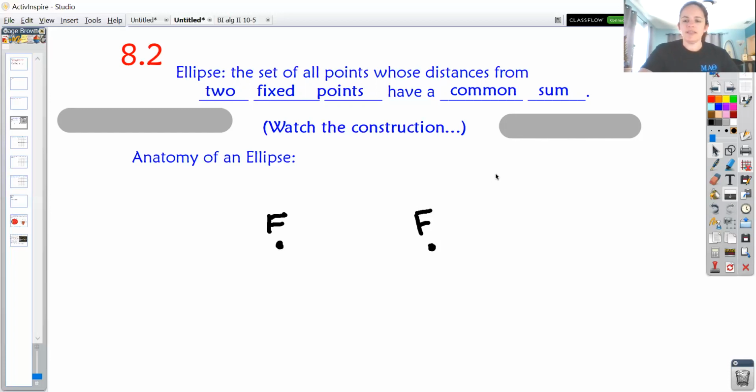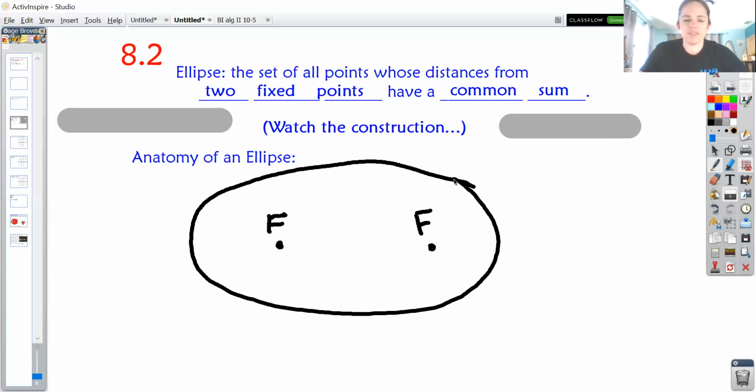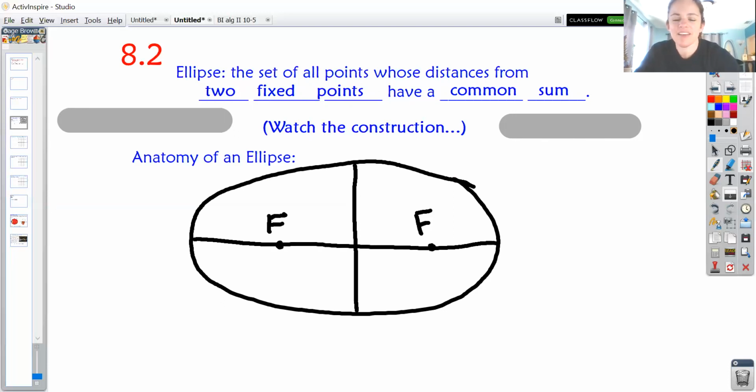So the anatomy of an ellipse, just like we did the anatomy of a parabola yesterday. So there's your ellipse, for purposes of our drawing, at least. You've got lots of things happening here. So the ellipse has a center, and then the endpoints of the ellipse that are on the same axis as the foci, those are called the vertices.